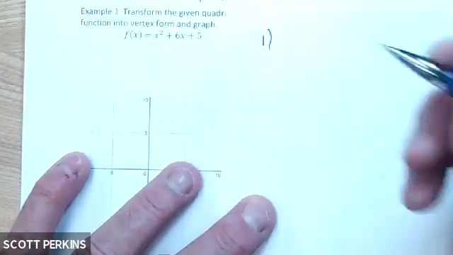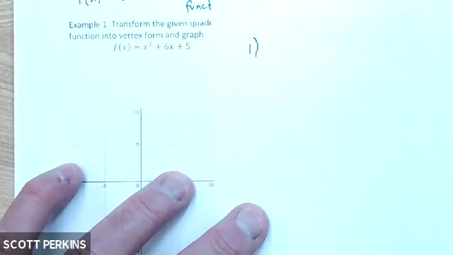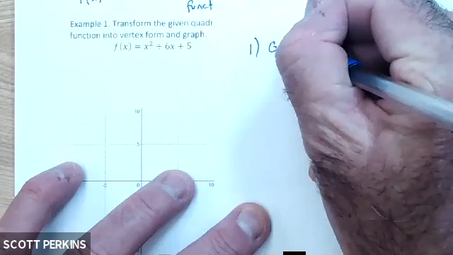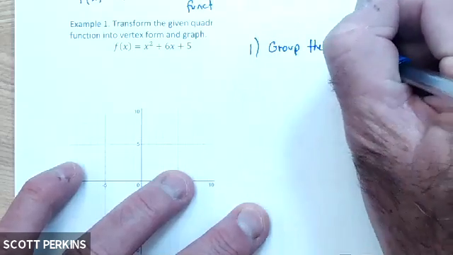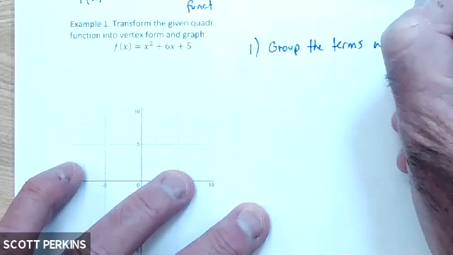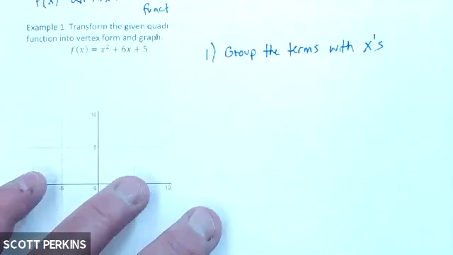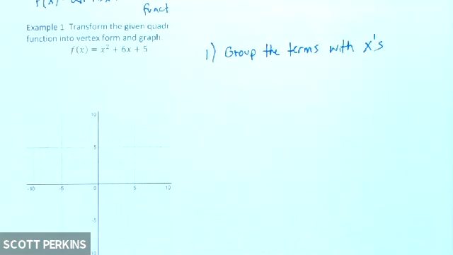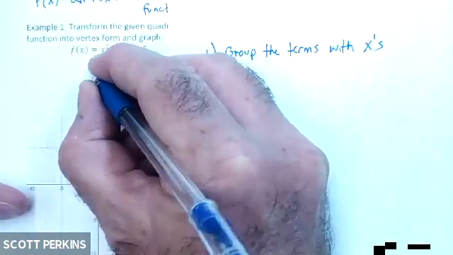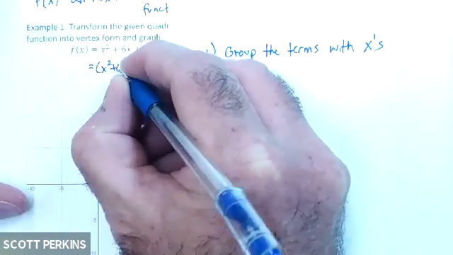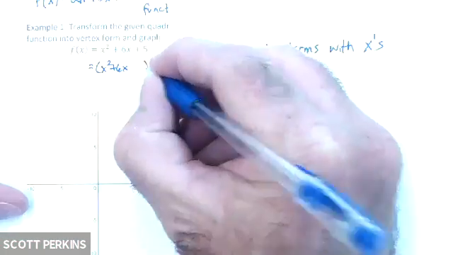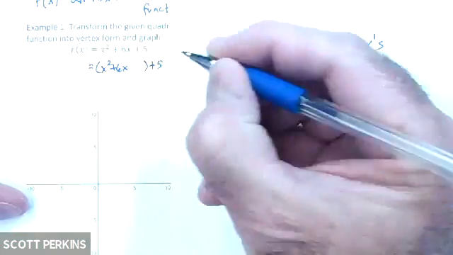Step 1. Step 1 is I'm going to group the terms with x's. So I'm going to do this for my example, and then I'm going to have you do it for your exercise. So we're doing both of these things at the same time. So all that means is over here in my function, I'm going to put the x squared plus 6x in parentheses. I'm going to leave a little space, and I'm putting the 5 outside.